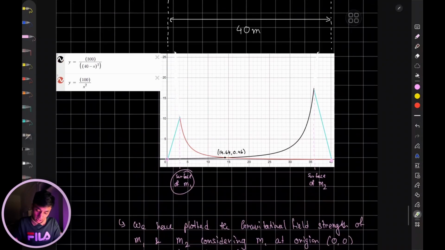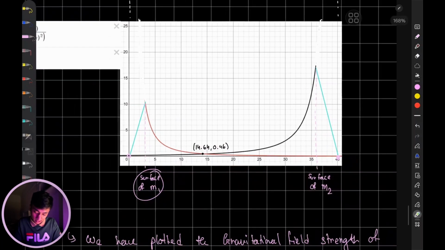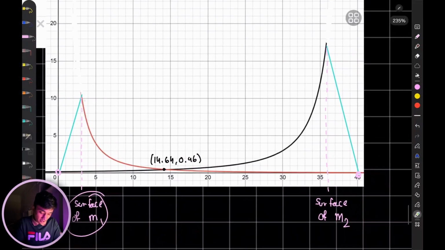Now, can you tell me what the net graph is supposed to look like? This is the main graph, one of M1 and one of M2. If I had to draw the net gravitational field felt by M3, how would you draw it? Think, guess. The hint is you sum up the graph.